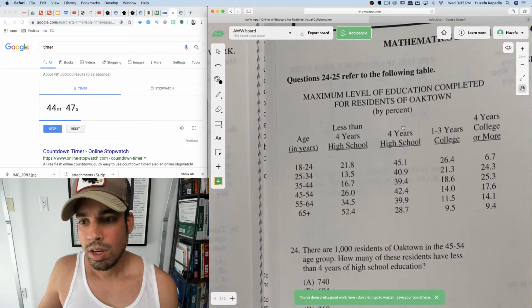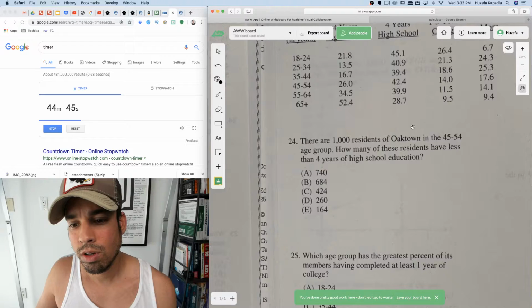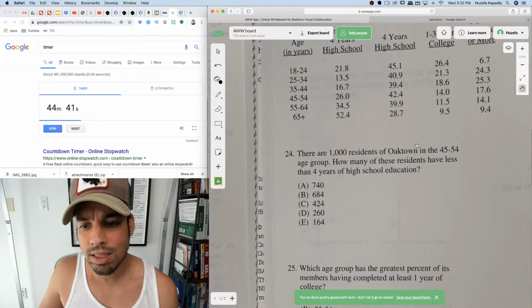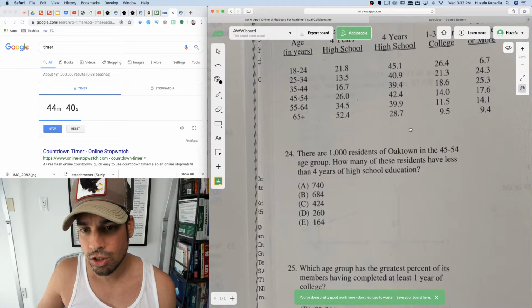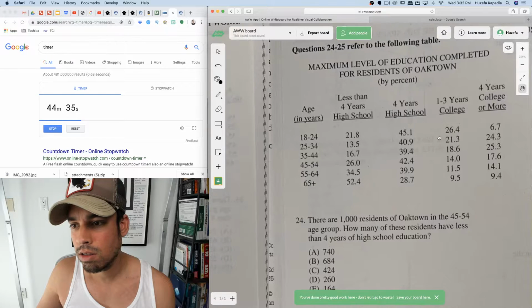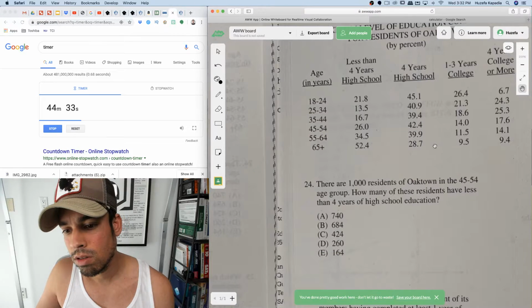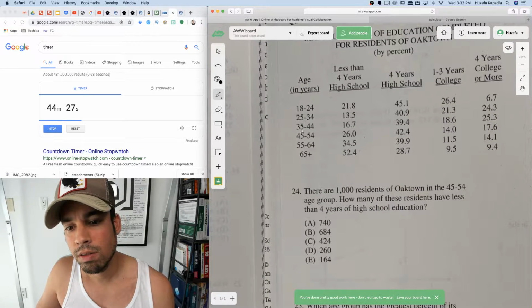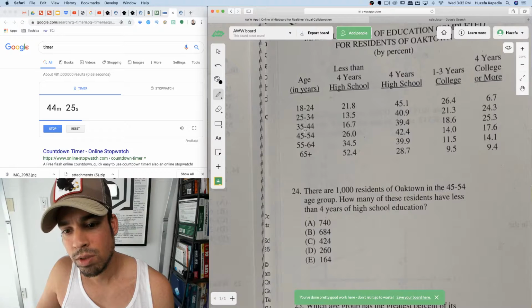Okay, next is this one, 24. There are 1,000 residents of Oaktown, and how many of these residents have less than 4 years of high school education? Let's see, what is this? 1,000 residents of Oaktown. Got it. This is by percent.